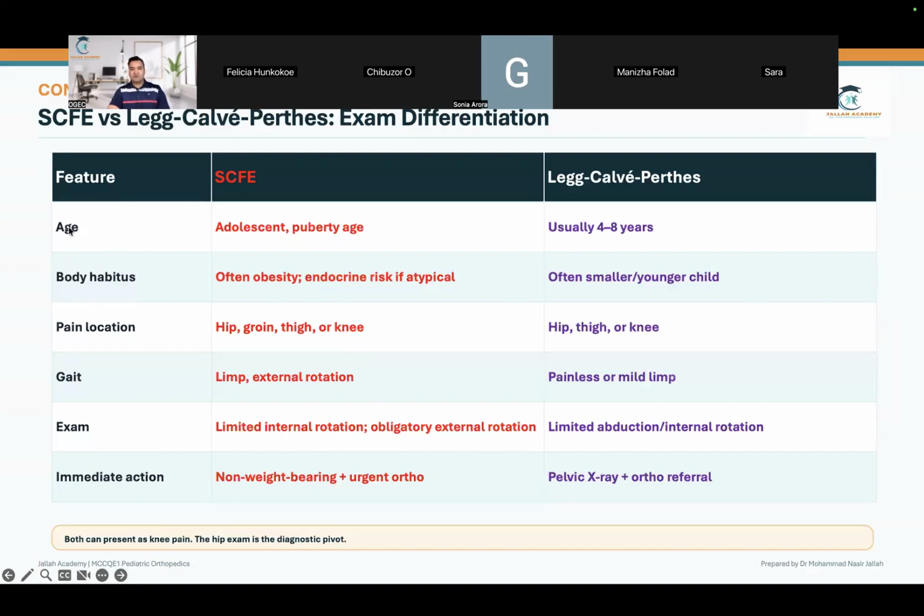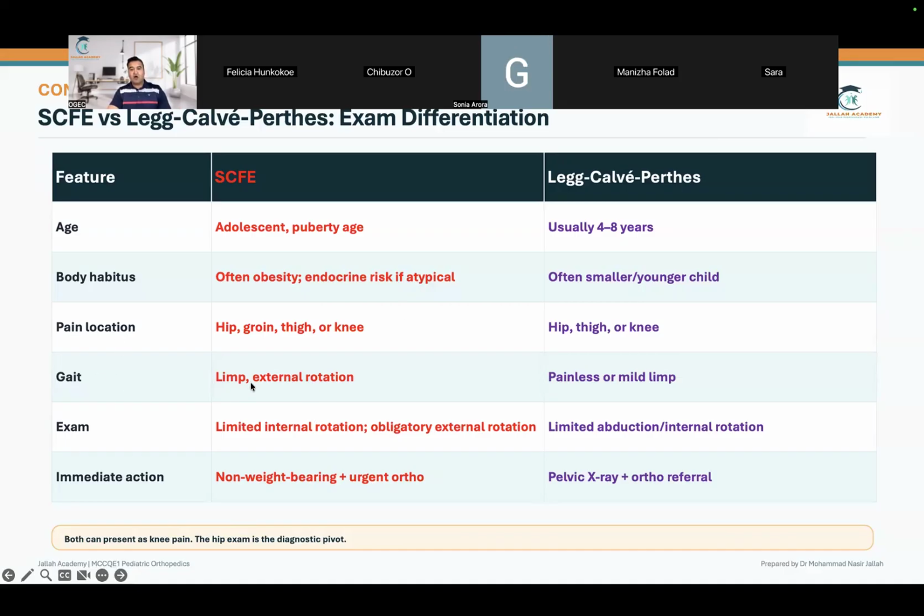So features in terms of age: it will be adolescent, puberty age, 13, but in Legg-Calvé-Perthes, it will be 4 to 8. In terms of body habitus, it will often be overweight or obese, with endocrine risk atypical, but usually for Perthes, the age will be lower and the weight will be normal or smaller, and they are younger. Pain location will be in the hip, groin, thigh, or knee. So that's why it is a little bit hard for you to differentiate, unless you know the age, unless you know the body habitus.